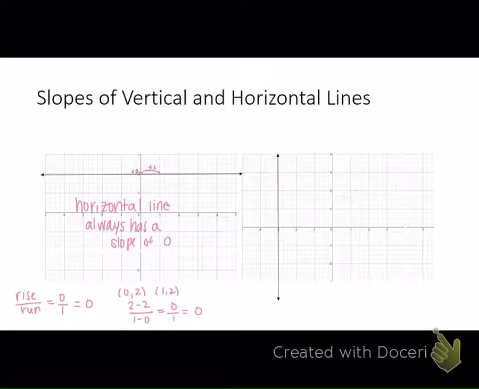Well, this one is rising up 1 and running 0. So that's 1 over 0. Put 1 over 0 in your calculator and tell me what happens. It says divided by 0 error. Thank you. You may not divide by 0. You are not allowed to divide by 0. This is known as undefined. There is no slope for a vertical line. Can you walk up a vertical line?